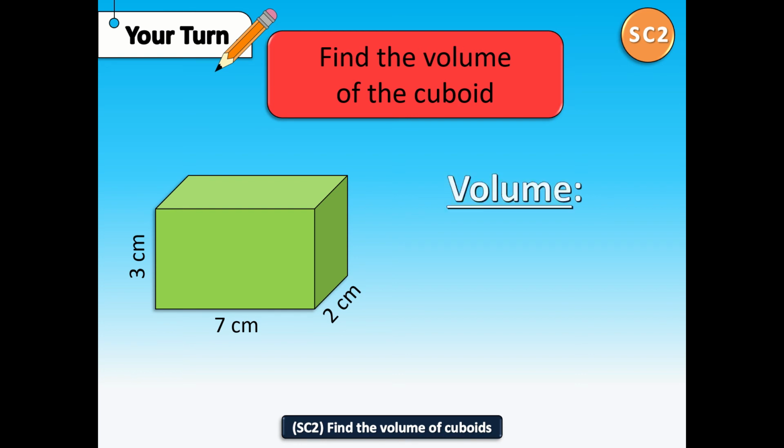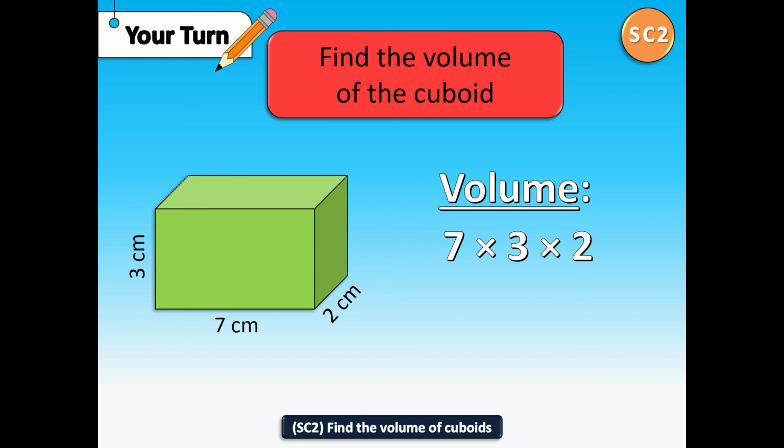So for this one, we need to times the 3 dimensions together. So that's 7 times 3 times 2, and that makes 42. We need to make sure we remember to put the units on, so it's 42 centimeters cubed.